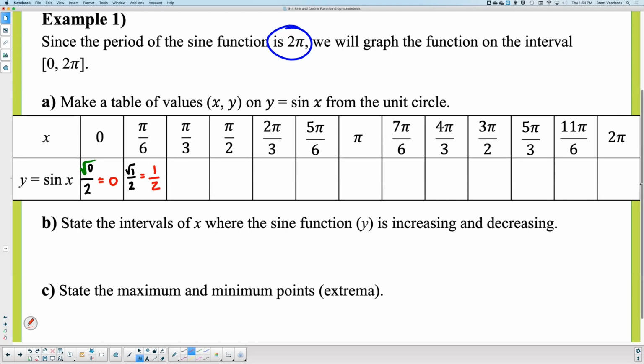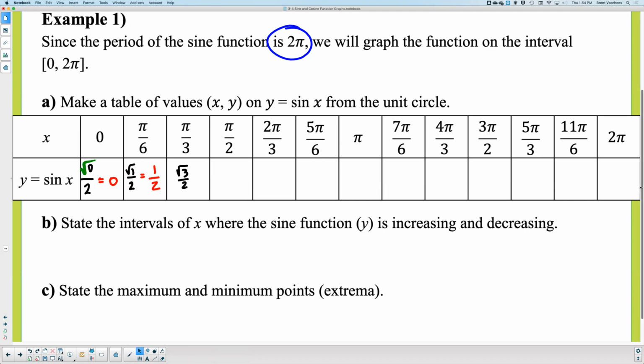Okay, next one. Pi over 3. Be careful, I went to pi over 3, not pi over 4, but pi over 3. Which finger is pi over 3? Bend your index. Flip your hand. What do you get? Square root of 3 divided by 2. Can that reduce? No. So that one I'm just going to put in the middle.